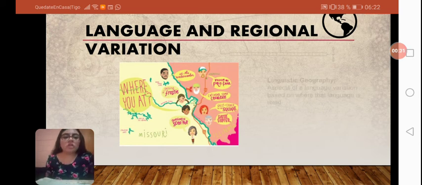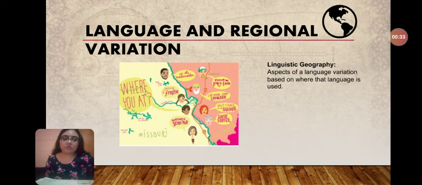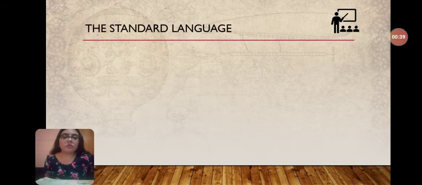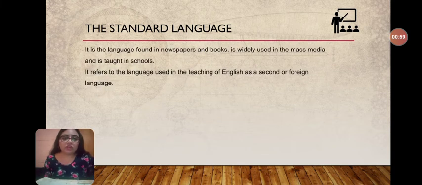So I'm going to talk about all of the aspects of a language variation based on where that language is used. But first, we have to look at the meaning of the standard language to understand its variations. So, when we talk about words and the structure of a language, we concentrate on features of only one variety, that is, standard language. We find this version in newspapers, in books, in magazines.